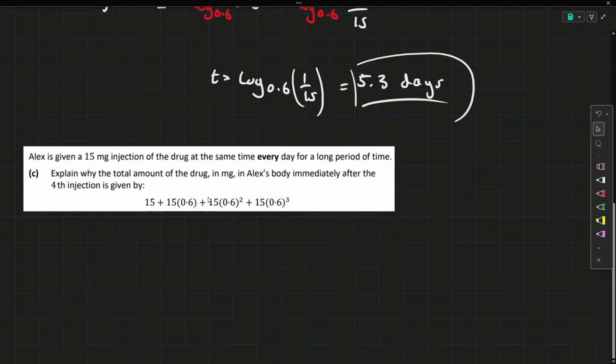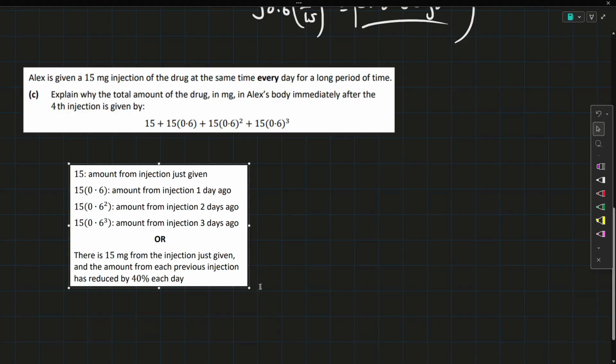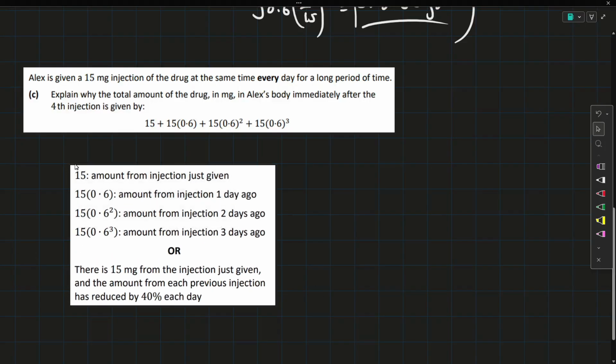From the day before, we had the 15, and it's decreased by 40% twice. So we're multiplying it by 0.6. So basically, we lose that 40%, and then the day after, we lose 40% of that. So that's why we're multiplying by 0.6 twice, and then the same argument for this. So that's what they had in the marking scheme. So you can explain what each term means, or you can explain why these are the terms.